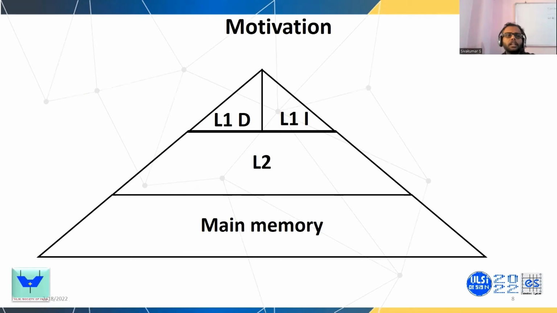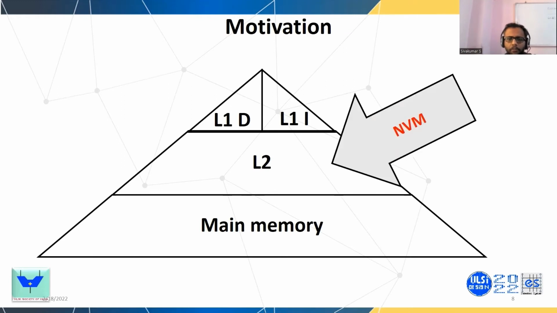The figure shows the memory hierarchy of a system with two levels of cache memory. The level 1 or L1 cache follows split cache architecture. In the split cache architecture, both data and instruction will have separate physical memory, whereas level 2 or L2 cache follows unified architecture. There we don't have any such restrictions. So our focus is to replace SRAM based L2 cache with NVM.